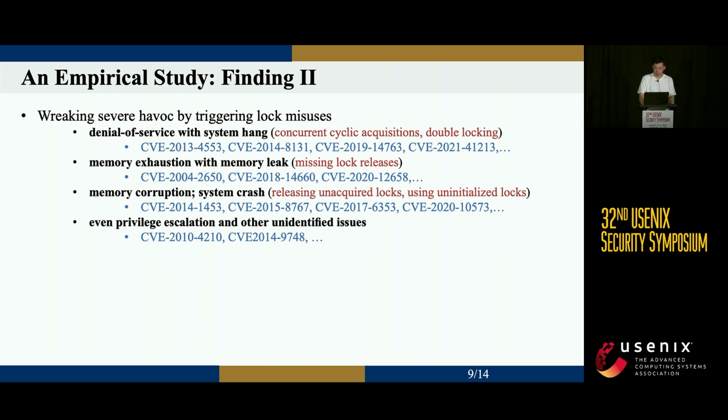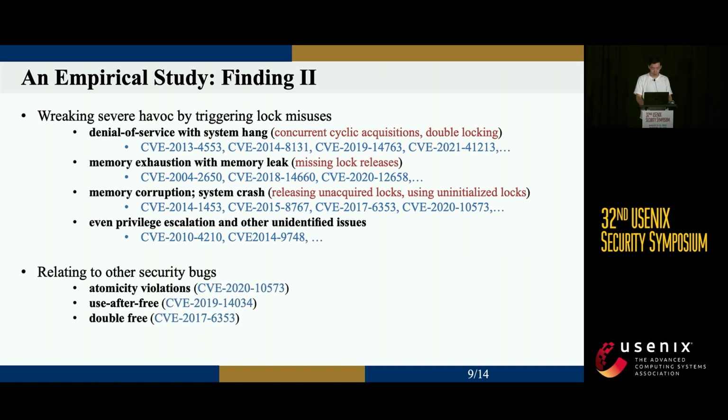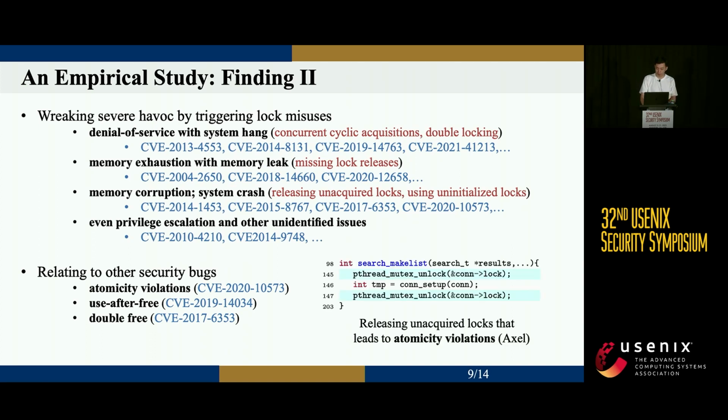We even find that in a few cases, lock misuse can cause privilege escalations and other identified issues which are claimed by developers. We also find that lock misuse is often related to other security bugs such as atomicity violation, use-after-free, and double-free. This example shows releasing unacquired locks that can lead to atomicity violations specifically.